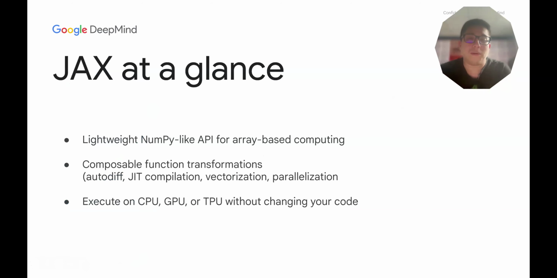So the first thing that we're going to talk about is JAX. JAX is a proposed lightweight API for numerical computing, so array-based computing. What we want with JAX is this: over the last few years, people have been learning TensorFlow, PyTorch, even very old people were learning piano.